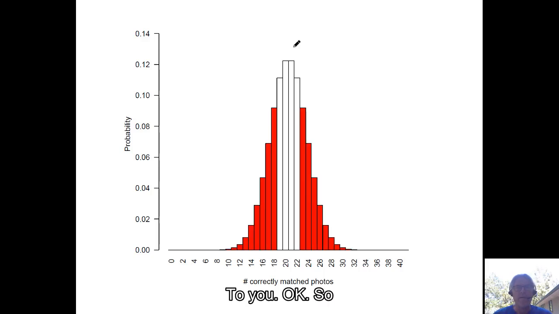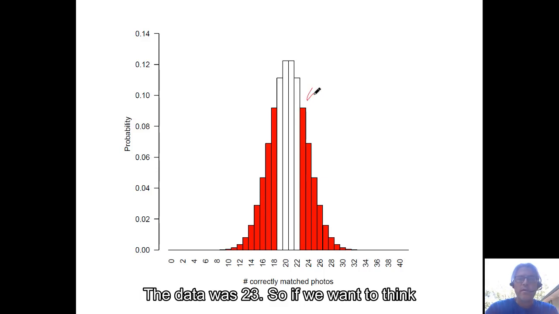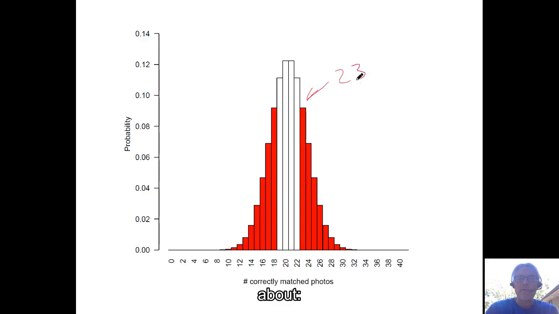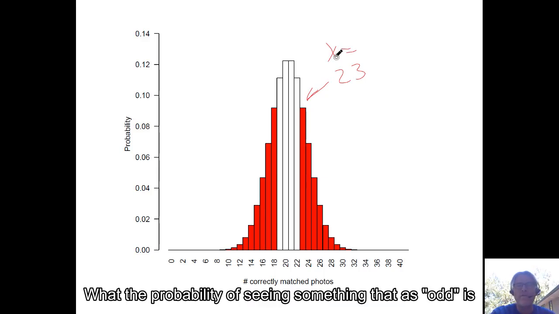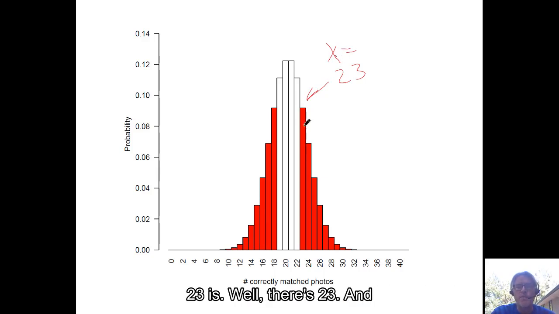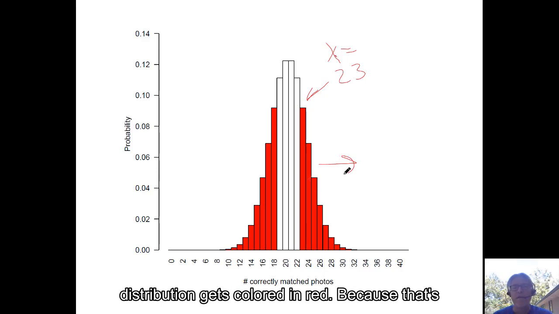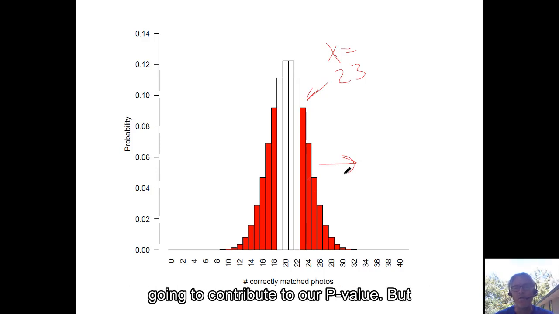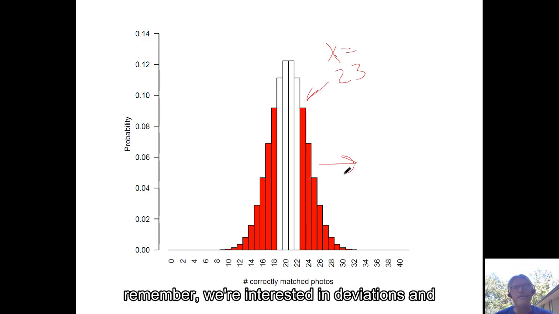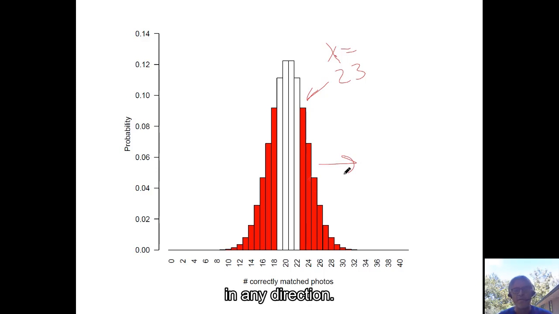Okay, and so the data was 23. So if we want to think about what the probability of seeing something as odd as 23 is, well, there's 23, and more extreme would be 24 or 25, all the way out. So this whole entire upper tail of the distribution gets colored in red because that's going to contribute to our p-value. But remember, we're interested in deviations in any direction.